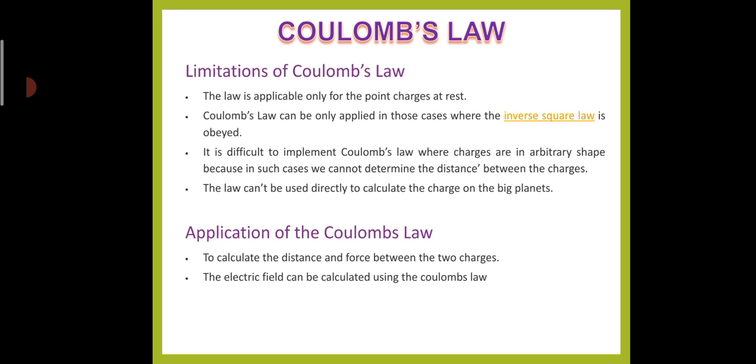Now, limitations of Coulomb's law. The law is applicable only for point charges at rest. Coulomb's law can be applied only in those cases where the inverse square law is obeyed. It is difficult to implement Coulomb's law where charges are of arbitrary shape, because in such cases we cannot determine the distance between the charges. The law cannot be used directly to calculate the charge on a big planet. Applications of Coulomb's law: to calculate the distance and force between two charges, and the electric field can be calculated using Coulomb's law.